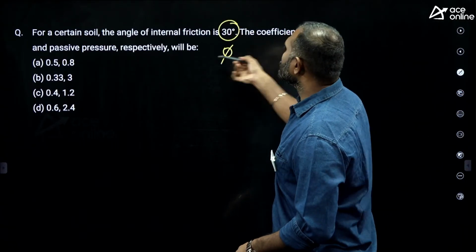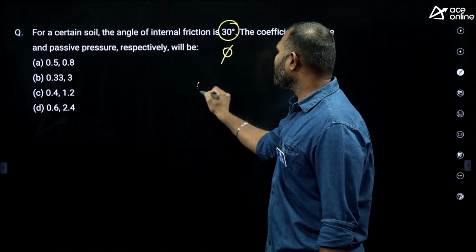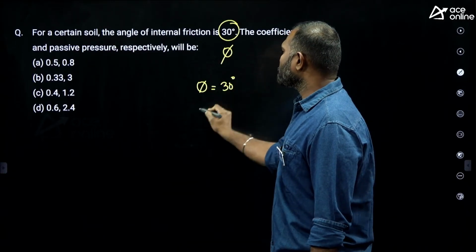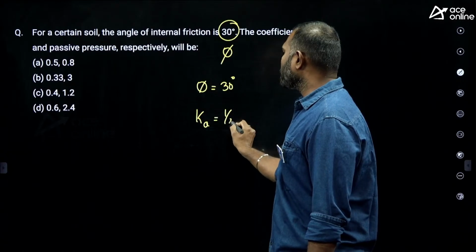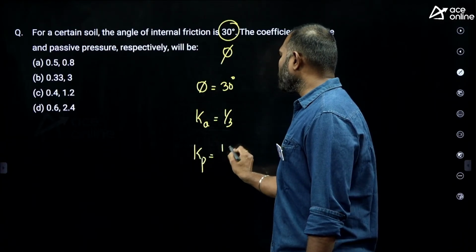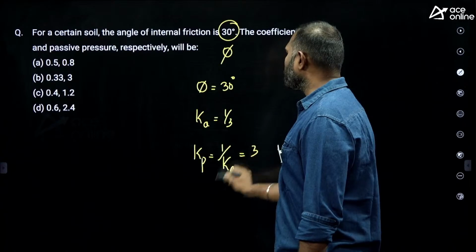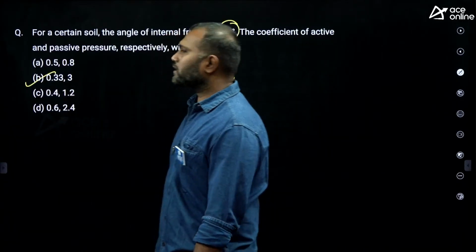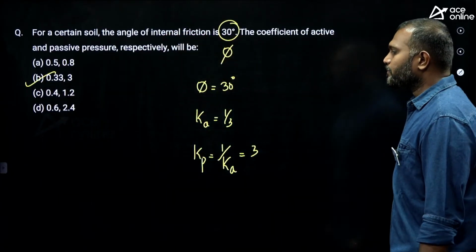30 degrees. Quotient of active and passive earth pressure. When phi is equal to 30 degrees, you substitute, the Ka value is 1 by 3 and Kp is equal to 1 by Ka. That's the reverse of Ka, that's going to be 3. So 1 by 3 and 3, 0.33 and 3. The correct answer is option B.